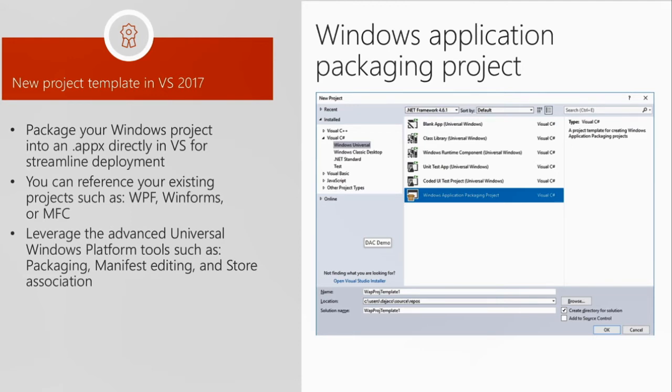Once you package your app in Visual Studio as an Apex, you can also leverage the advanced features that are open today just for UWP apps. You can configure your assets, or you can edit your manifest that defines the behavior of your application at runtime and deployment, and you can add extension points. You can associate it with the store and many others. So let me show you a quick demo how I take my WPF app that I built several years ago and package it as an Apex in Visual Studio.